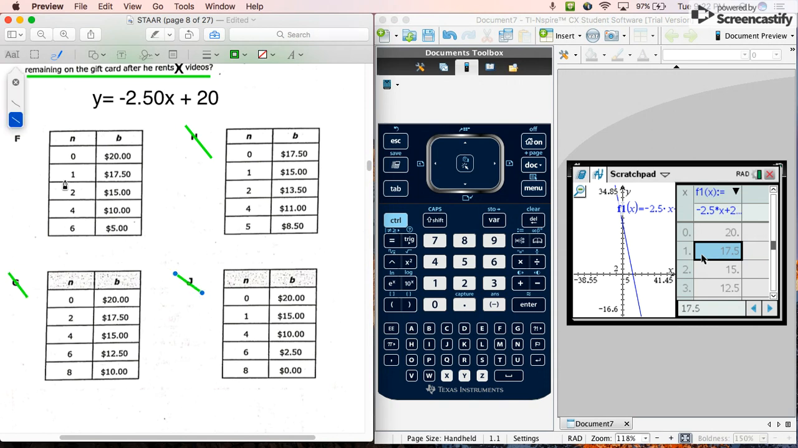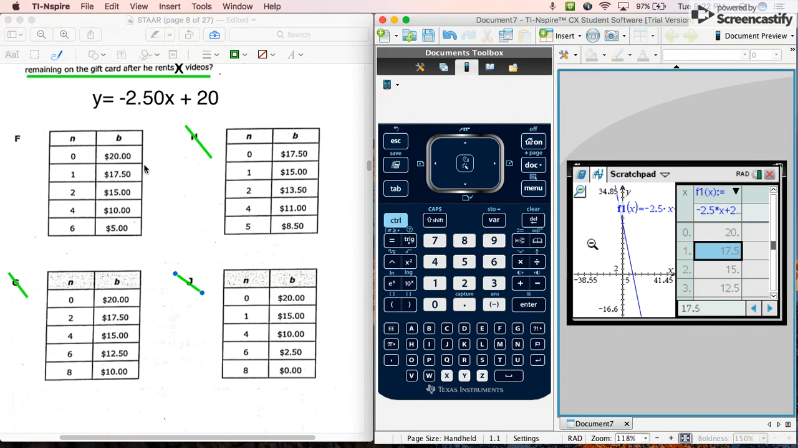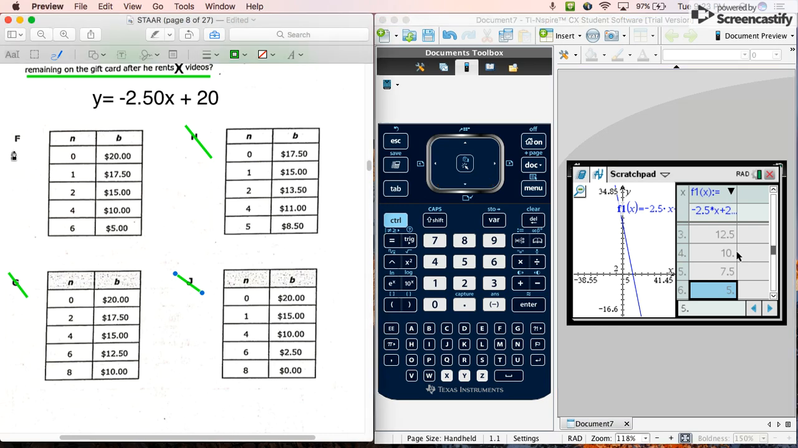So let's keep looking at letter F to make sure that we understand the concept. As I'm matching, I see that I have a 0 and 20. I have a 1 and 17.5. I have a 2 and a 15. I have a 4 and a 10. And last, I have a 5 and a 7.5. Now, I know it's not here, so let's go down one more. I have a 6 and a 5. Oh, there it is again. The pattern matches, 6 and 5. I've correctly matched up my answer, which is letter F. I hope the video helped.